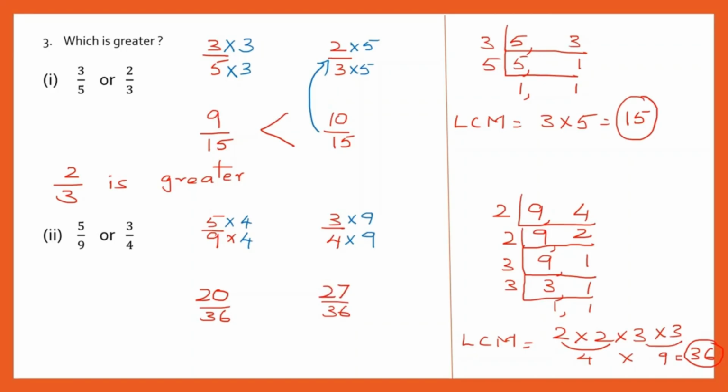Look at the numerators. The greater numerator is 27. So this is the greater fraction, which is actually this one, 3 by 4. So what is my answer? 3 by 4 is greater. So let me write that down. 3 by 4 is greater.